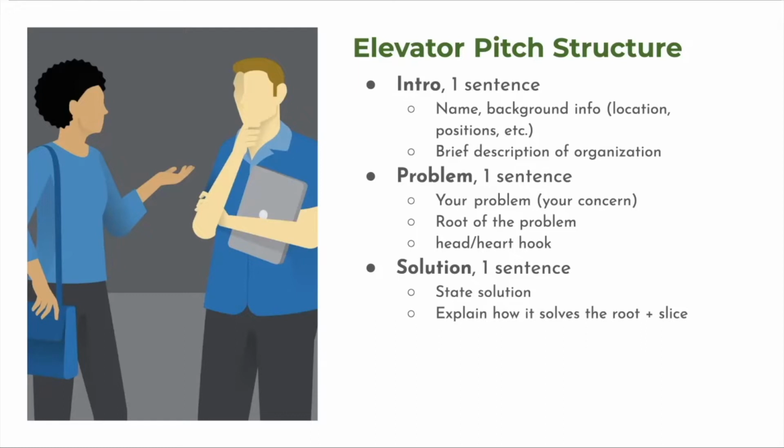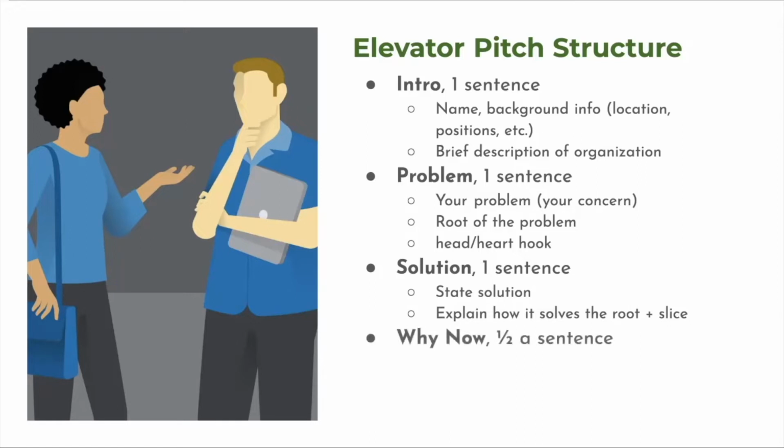Because the root of the problem really is that key slice that you're trying to address with your solution, because obviously these problems like climate change and polluted air and water are huge problems. We're only trying to solve a small slice, which is why I mentioned that the Green Amendment is only a tool in the toolbox. You want to make sure that you're talking about a very specific problem and then how it solves that specific problem.